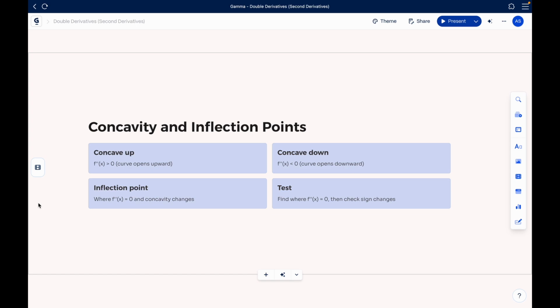So concave up is again where we have the second derivative of x is greater than 0. Then concave down is f double dash of x is less than 0. Inflection point is where f double dash of x is equal to 0, and the concavity changes from down to up or up to down. Then, to find these points of inflection, find where f double dash of x is equal to 0, then check sign changes. This will be covered more later in the calculus series when we talk about applications, but for now, this is pretty much all you really need to know.